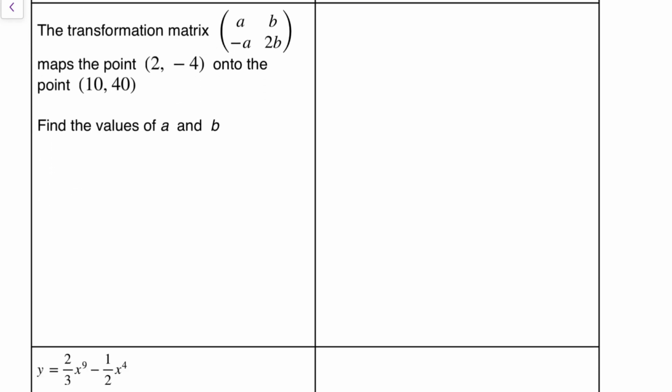Next question. The transformation matrix gives me a matrix, maps the point this onto that. Now, we did have one of these a couple of days ago. We've had a couple of questions like this over the last few days. Good knowledge question. So let's write it out.